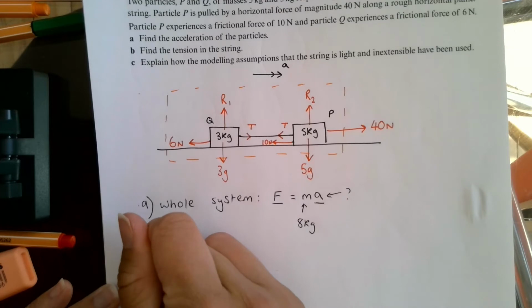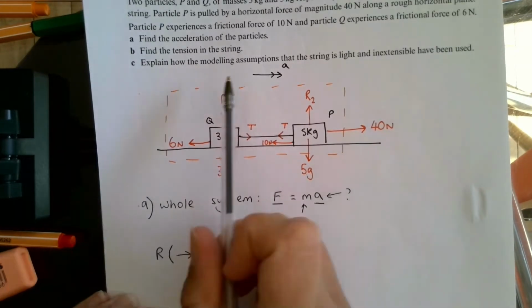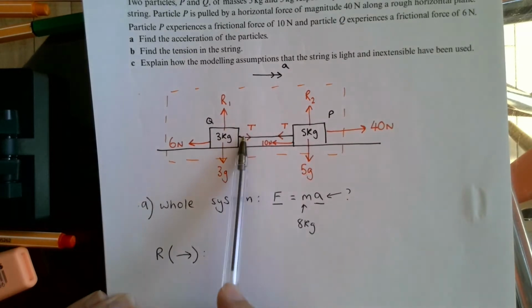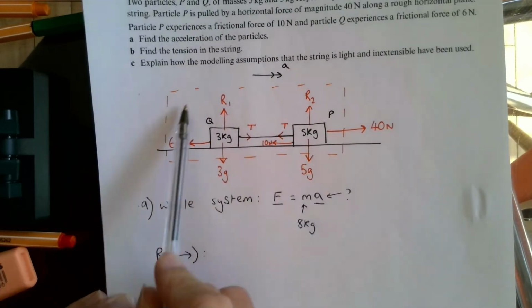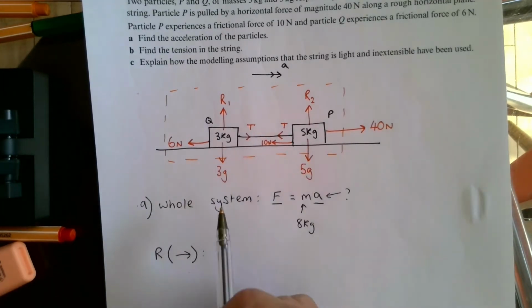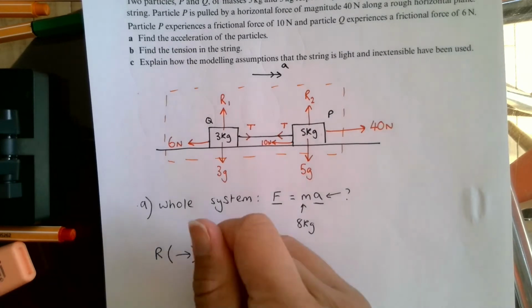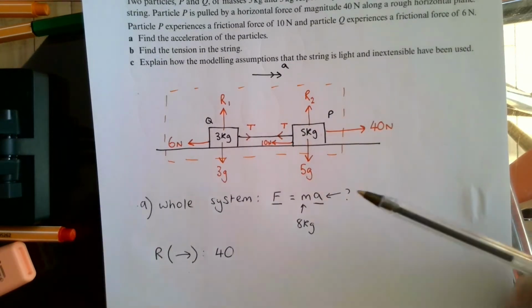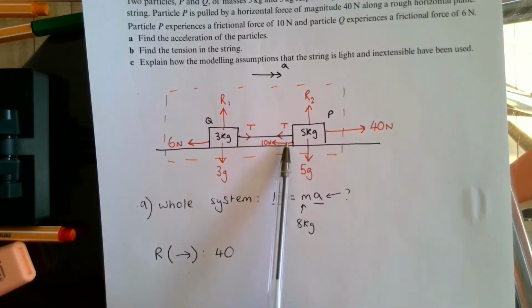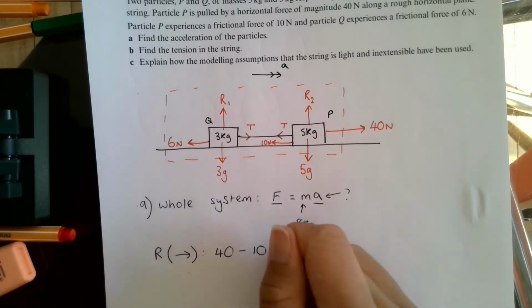So let's move to the right. And I'm looking at the whole system, remember. So here, where I've got the tensions, I don't really need to include them because I'm looking at the whole system. Those two tensions just cancel each other out, happening within the system. So in terms of forces on the whole system, I've got 40 newtons, which is going out here to the right. And then forces that are to the left, well, I've got this 10 newtons here, so I'm going to take away 10. And I've also got 6 newtons here, so I'm going to take away 6.